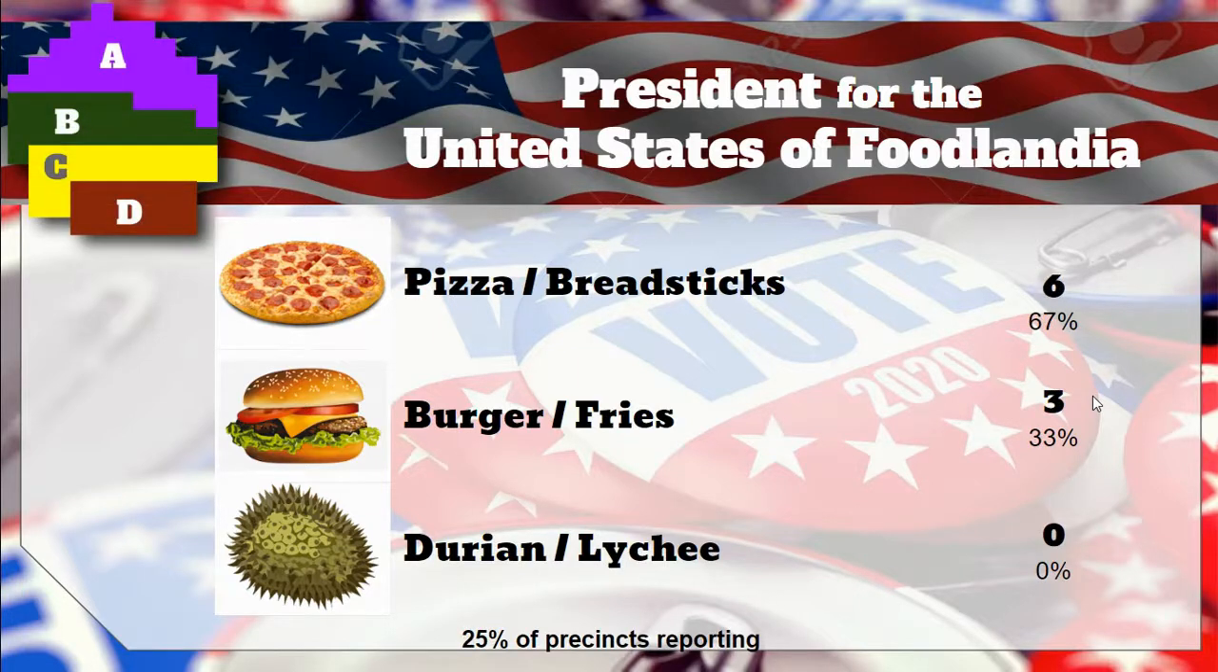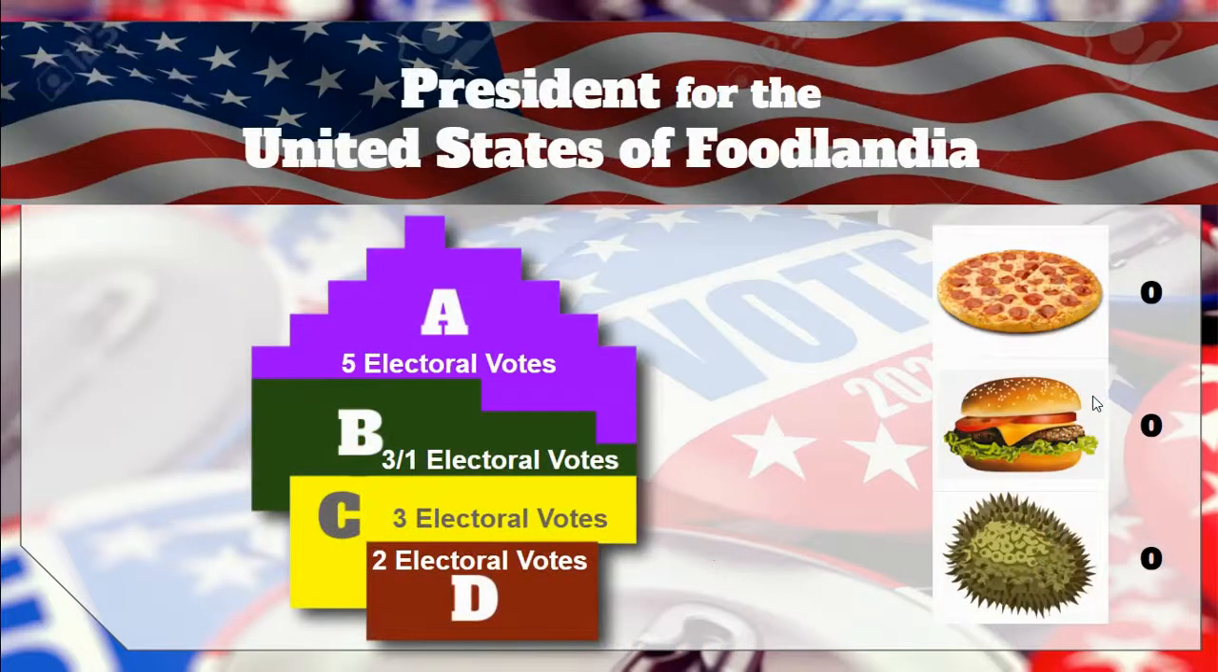Nationally, that updates the total. Pizza breadsticks is now up to 6-3 as far as their lead. Only 25% of precincts reporting. We got a long way to go here before we will know. And of course, that's just the popular vote. What we really need is to award some electoral votes, but we don't have any states who've declared that, so we can't do that yet.